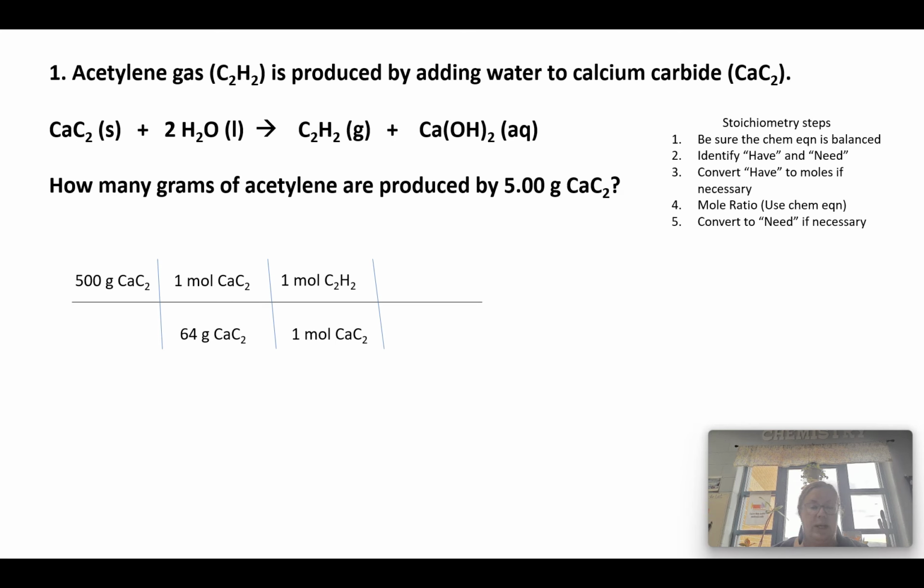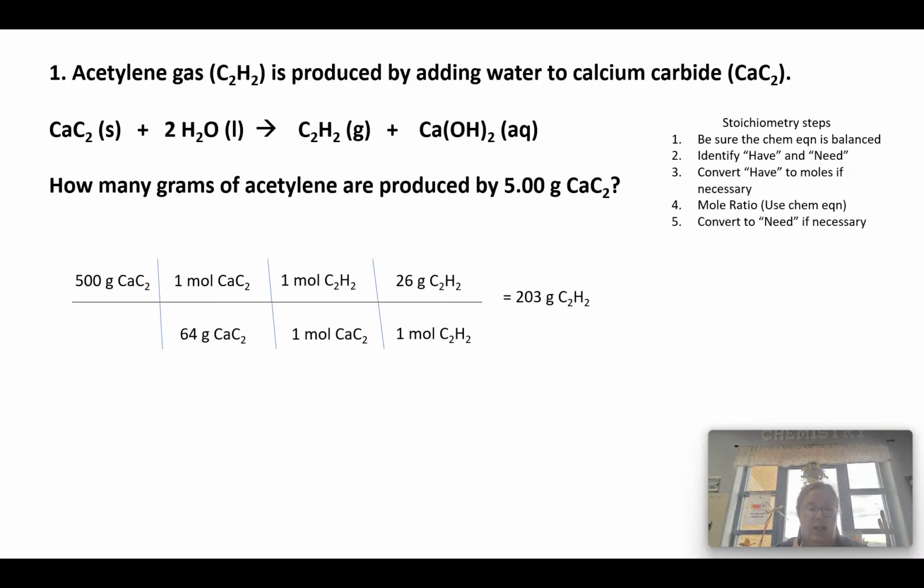Now at this point, I can cancel everything out. I can cancel my grams, I can cancel my moles of calcium carbide, and right now, if I were to solve, my answer would be in moles of acetylene, but I need grams of acetylene. So now I have to do my conversion. I simply find the molar mass of acetylene, and again, I have 2 carbons at 12 each and 2 hydrogens at 1 each. So for every 1 mole of acetylene, I have 26 grams of acetylene.